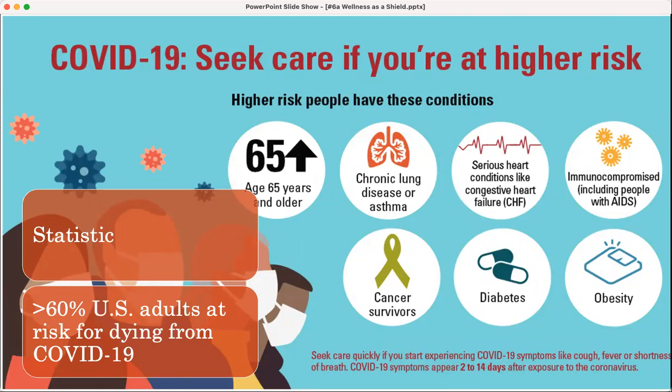This is an infographic that the CDC put out on the coexisting conditions that put people at higher risk. These included being older, having chronic lung disease because COVID-19 wants to go to the respiratory system, serious heart conditions, being immunocompromised, cancer survivors, patients with diabetes, and patients with obesity. All of these increase the risk of dying from COVID-19.